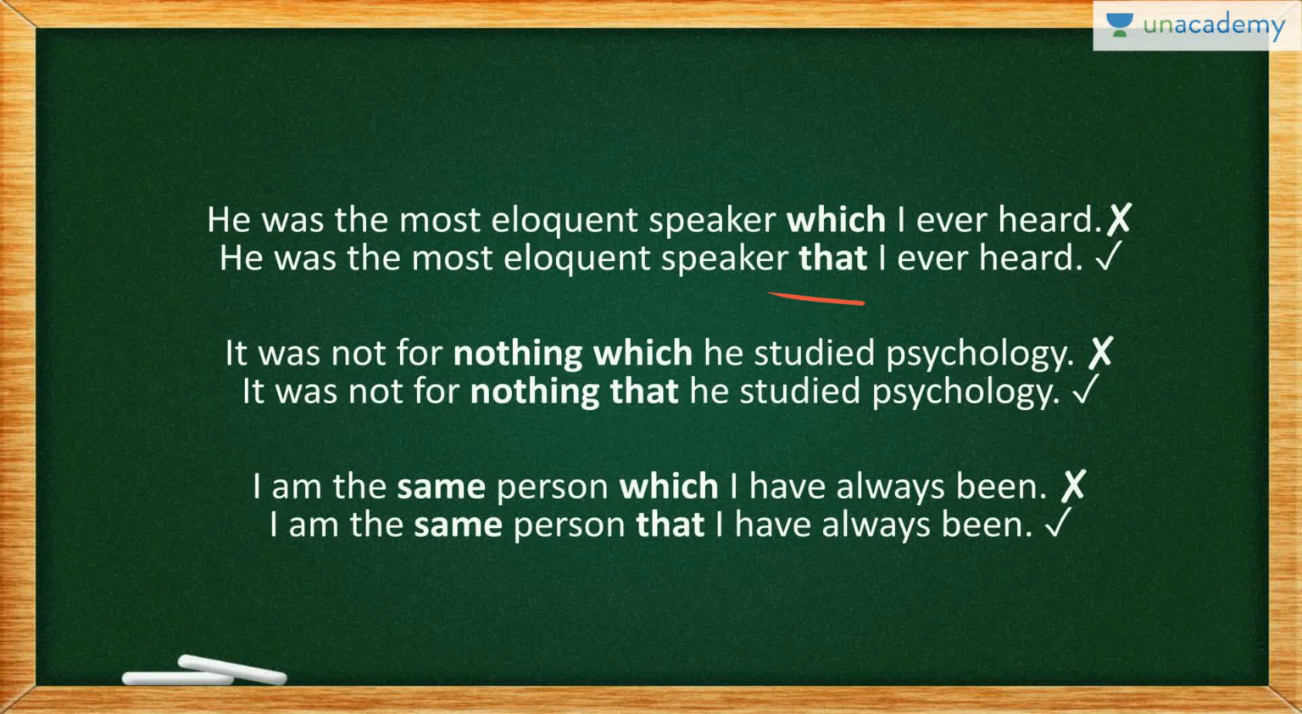It was not for nothing which he studied psychology. Now, nothing will not come with which. As stated in the rule, nothing comes with that. It was not for nothing that he studied psychology. I am the same person which I have always been. I am the same person that I have always been. Now, same also comes with that.